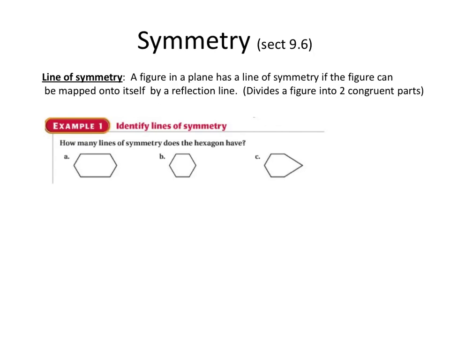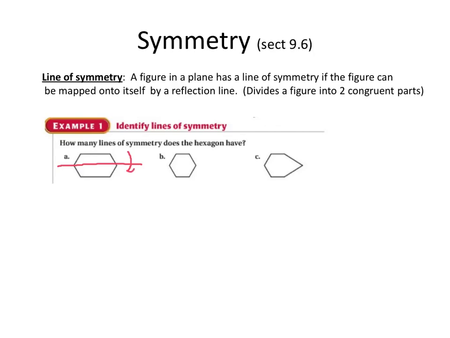How many lines of symmetry does the hexagon have? Notice all three of these shapes are hexagons. So wouldn't every hexagon have the same amount? No, that's not true. In example A, I can draw a line going in this direction. If I think about taking this top half and folding it in half, it would lie right on top of the bottom half. So that is one line of symmetry.